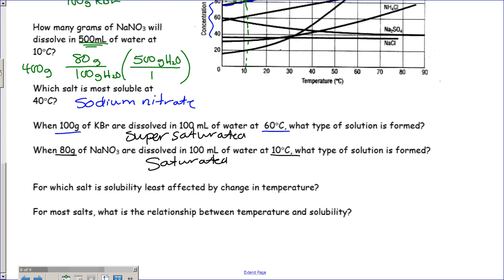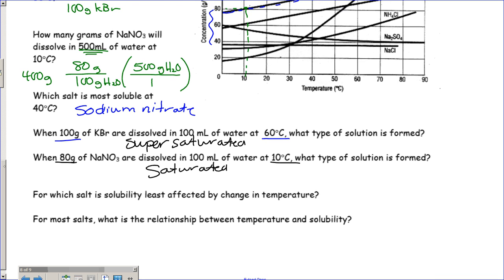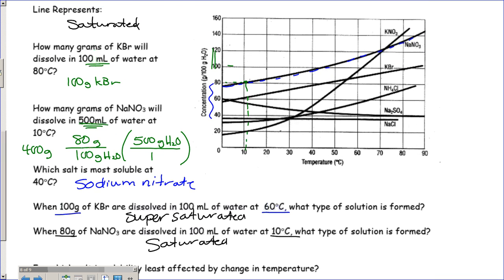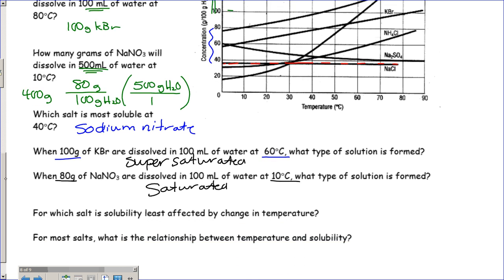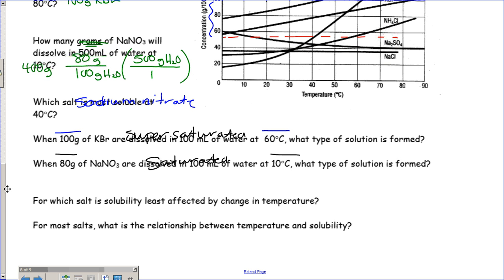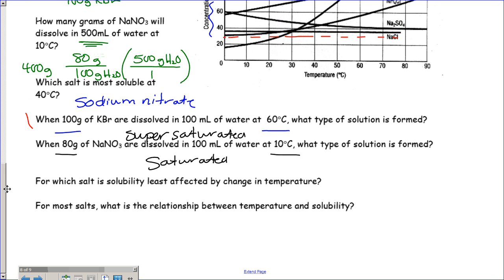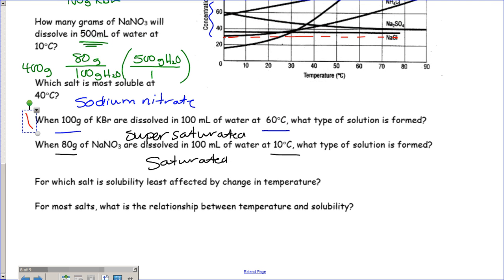For which salt is solubility least affected by change in temperature? What we're looking at here is the salt that has the slope that's closest to 0. If we look here, the flattest line is clearly the sodium chloride line. That barely goes up as you change temperature, which is a good thing because we wouldn't want the salinity of our oceans to change when the seasons change, right? The animals that live in the ocean need a specific salinity to survive. And if they don't have it, they will die. So sodium chloride changes the least.